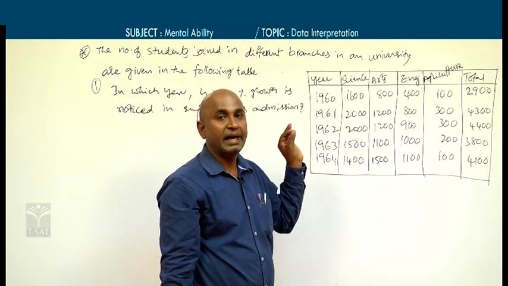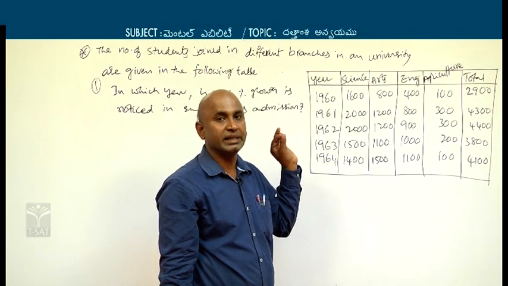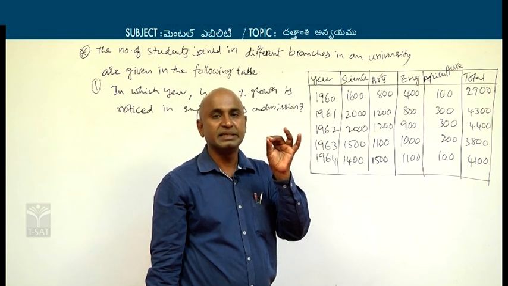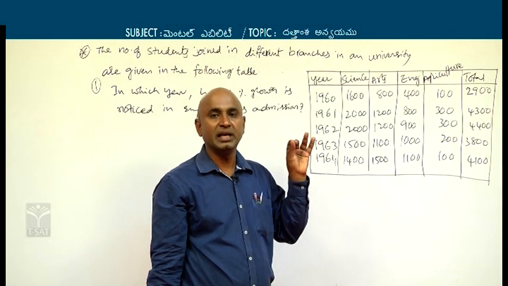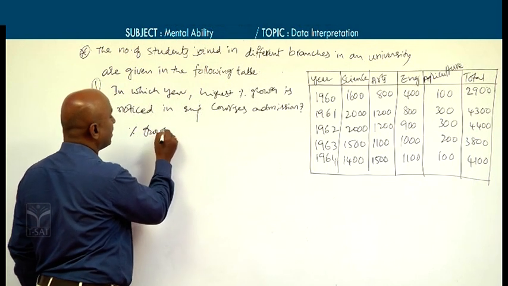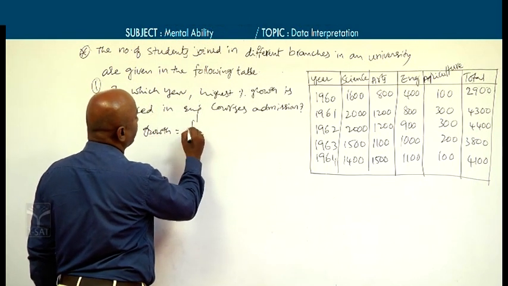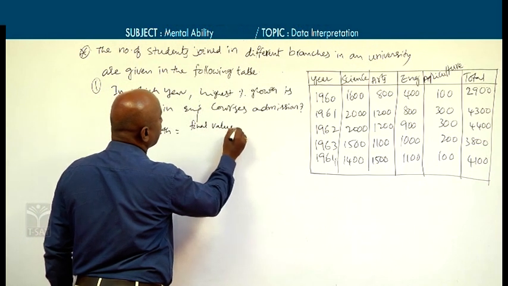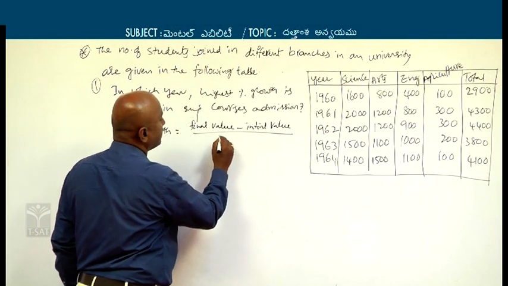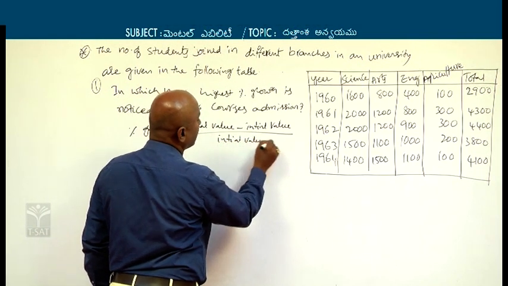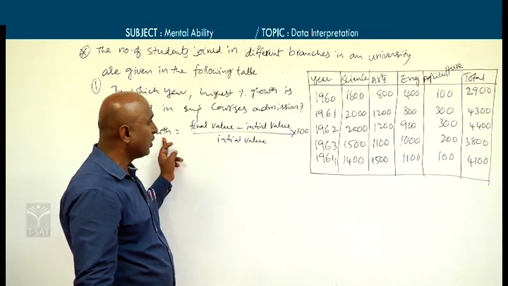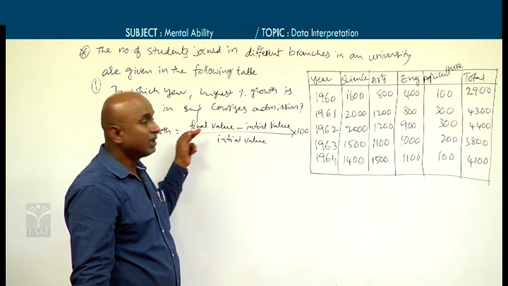What is the question? In which year highest growth in the admissions is recorded? We saw that the percentage growth is equal to change in the value by initial value into 100. So percentage growth is equal to change in the value, means final value minus initial value, by initial value into 100.